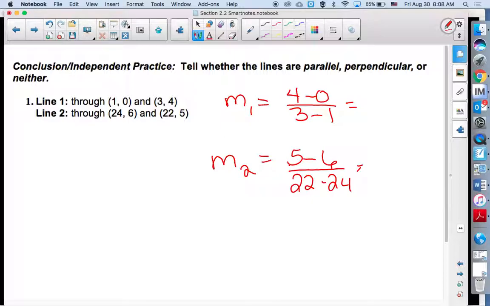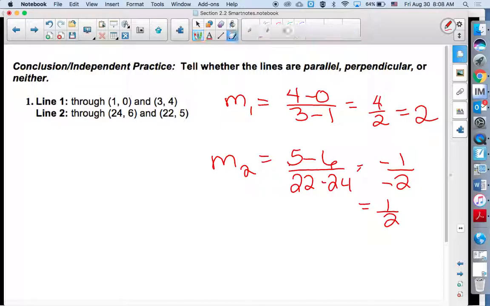So Gavin, what'd you get for the slope of the first line? 2 over 1. Yes, so it would be 4 over 2 or just 2. And then the second one? -1. You're really close. So if you have 5 minus 6 and 22 minus 24. Yeah, so it's going to be a -1 over -2, which is a +1/2. What kind of type of lines are they then, Gavin? Do you know? Parallel. Are they the same? Oh, no. They're neither. Yeah, they're neither.